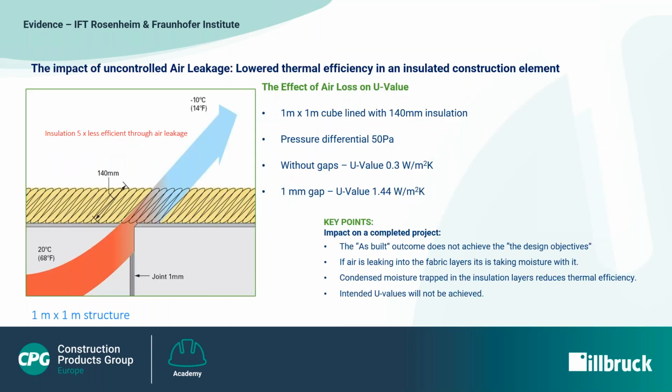The expanded experiment went on to assess the effect of air loss on U value. A sealed 1 metre by 1 metre cube was constructed and lined with 140 millimetres of insulation. The construction has a calculated U value of 0.3 W/mK. The cube was pressurised at 50 pascals and the U value was then confirmed. In the second part of the assessment, a 1 millimetre wide by 1 metre gap was created in the construction. It was then repressurised. On completion of the assessment, the U value had risen to 1.44 W/mK, which means that the air leakage meant the insulation was 5 times less efficient.